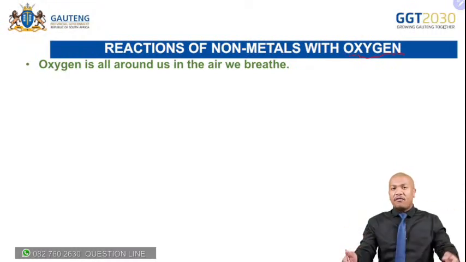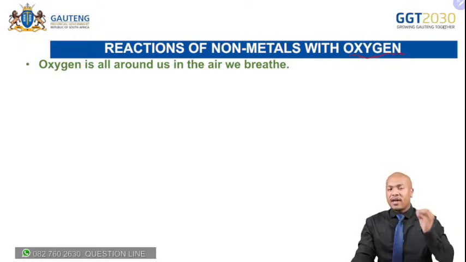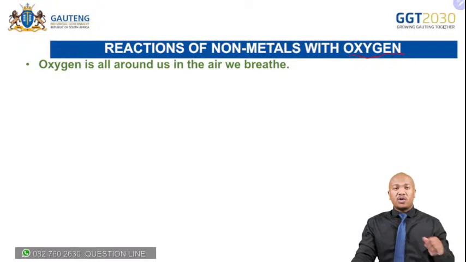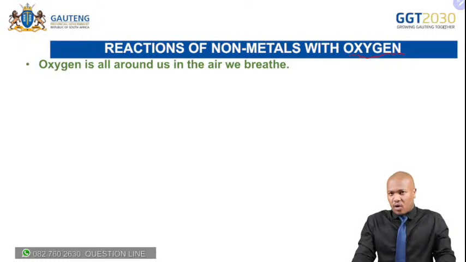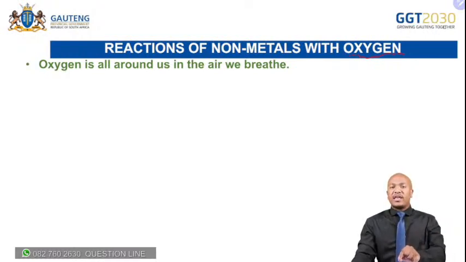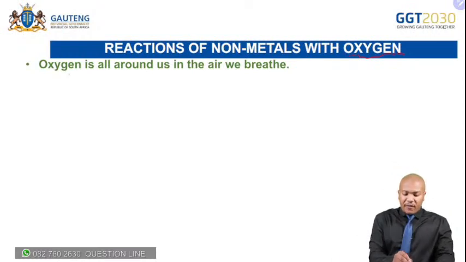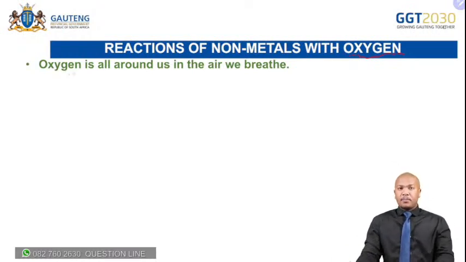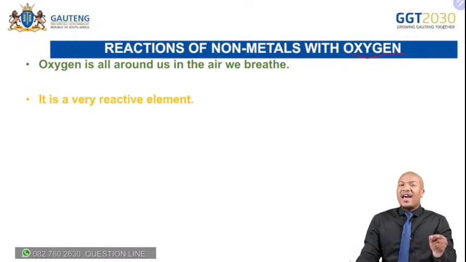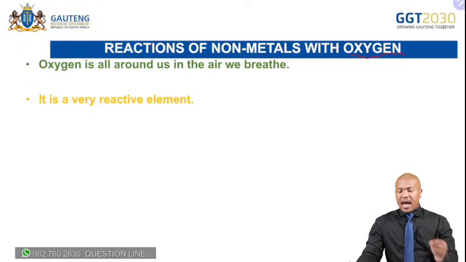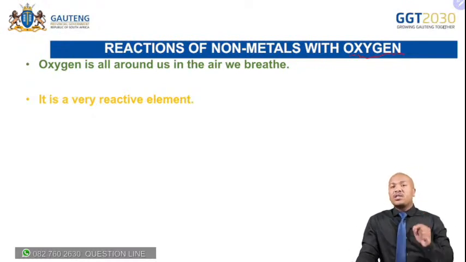The atmosphere is a layer of gases. So an atmosphere is made up of a mixture of gases. What are those gases? We're talking about carbon dioxide, oxygen, argon, nitrogen, and so on. But the focus for today is oxygen, which makes up 21% of the atmosphere. As we find oxygen in the air that we breathe, oxygen is a very reactive element. In this case, we're talking about oxygen reacting with the non-metals.